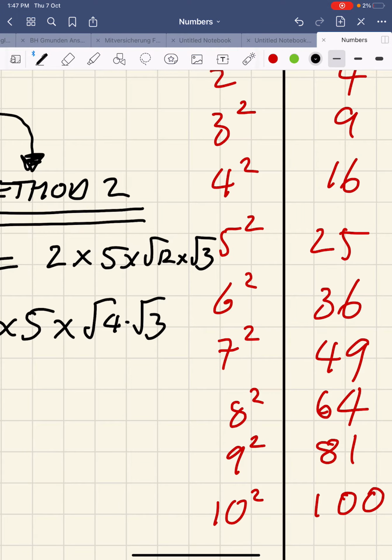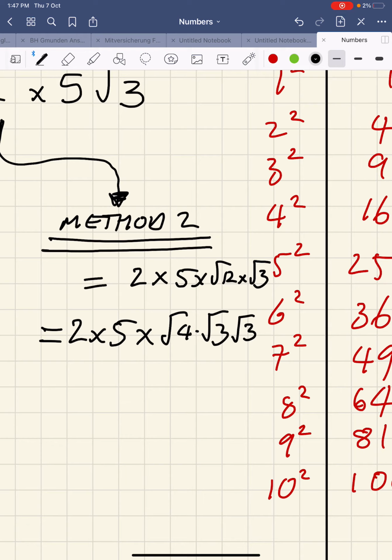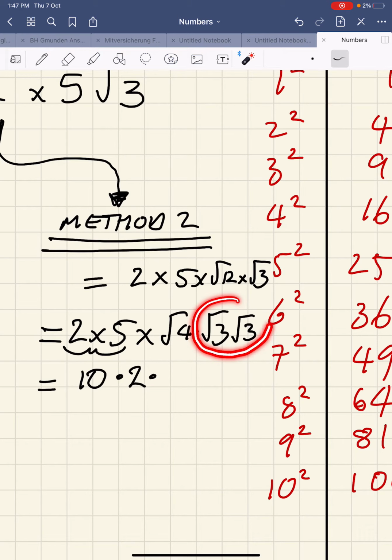And this is then root 3 as well. So this is what it looks like. It looks quite interesting, doesn't it? So the 2 times 5 here is 10. The root 4 here is just 2. And they're multiplied together. And then we've got the final thing, which is root 3 times root 3.